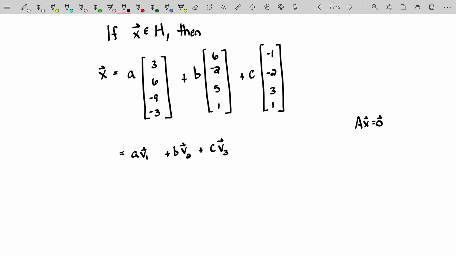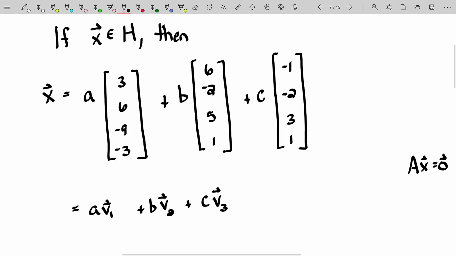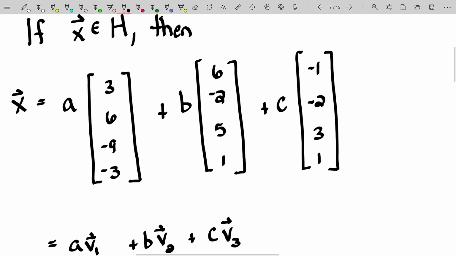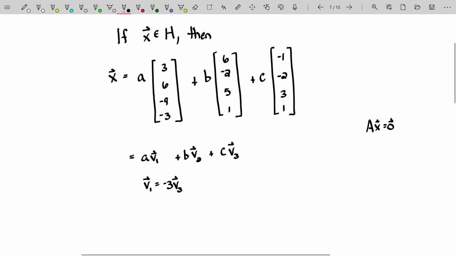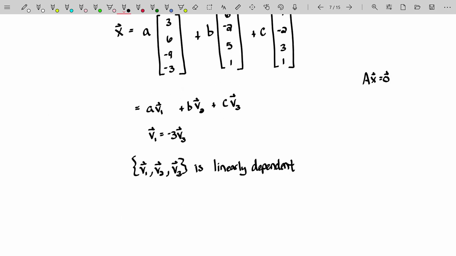And that's likely going to be what most people will do. But if you just pay close attention, a quick cursory glance at what you're given, you might be able to see that V1 and V3 are highly related. In fact, V sub 1 is actually -3 times V sub 3. And because of that, the set V1, V2, V3 is linearly dependent. Yet it does span our space.